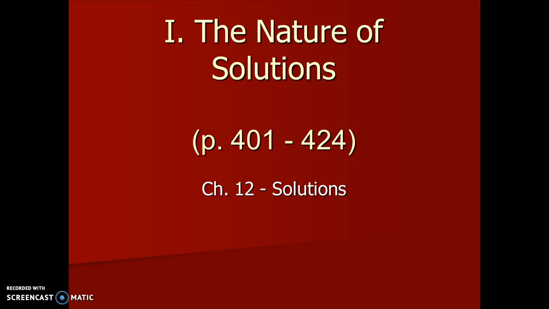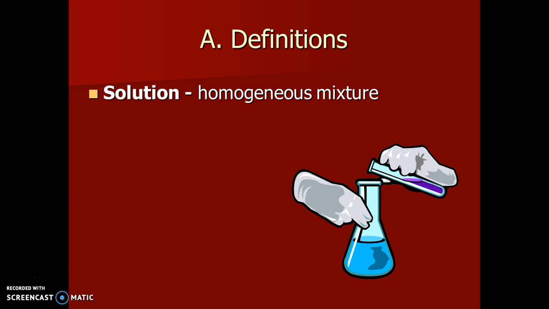This next chapter, we're going to look at what solutions are and what chemical processes come together to make these mixtures of solutions. A solution is defined as a homogeneous mixture. And remember, a homogeneous mixture means it looks the same. It looks like one component, yet it's made up of a mixture of two or more substances.